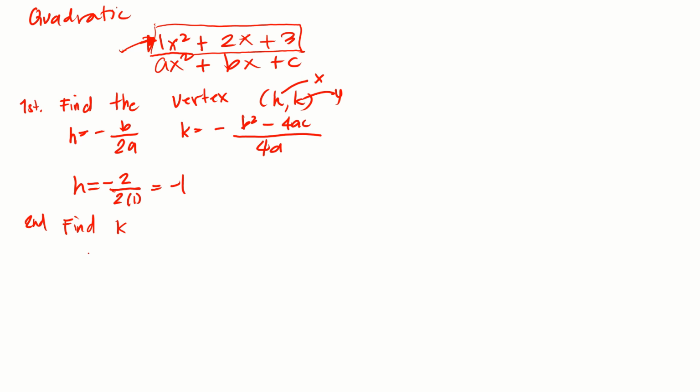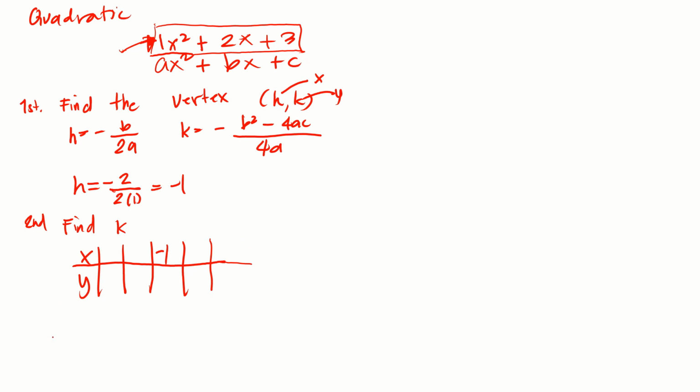So let's create a table of values. Our vertex is -1, and then we're looking for the value of k. So let us put here 2 points below -1 and then another 2 points above -1.